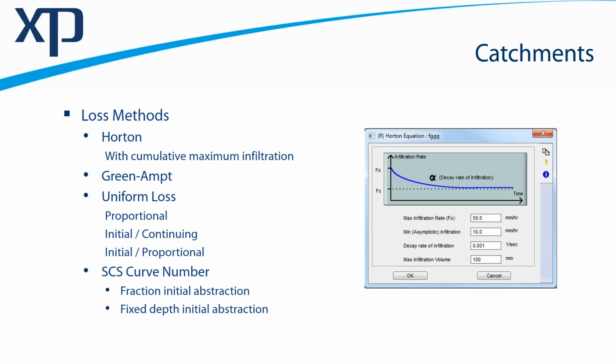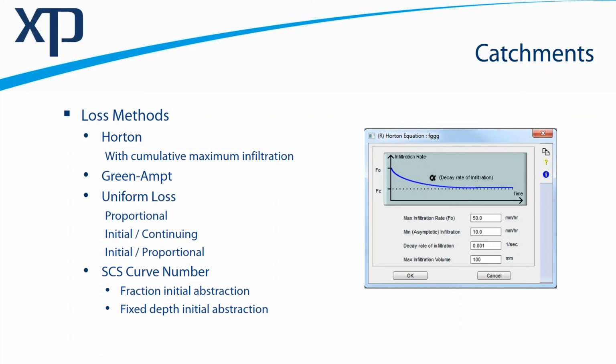For more complicated assessment, there are a number of loss methods available. Within the XP's range of tools, these are four of the common ones: Horton, Green-Ampt, Uniform Loss, and the SCS curve number. The ones that are very common, of course, under Uniform Loss is initial continuing, but also SCS curve numbers is very popular in the Asian region, from Korea over to India.